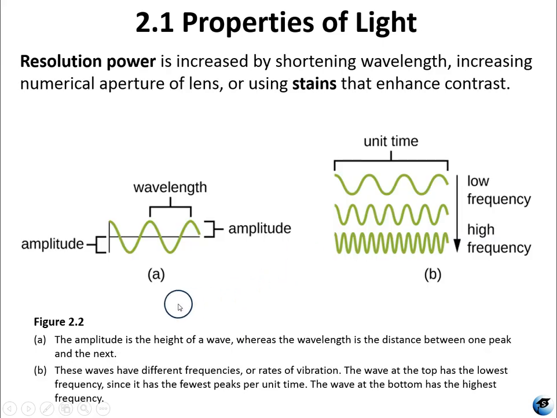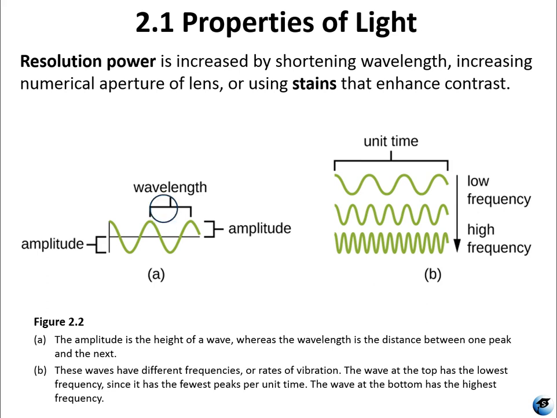Resolution power of microscopes. In lab you will actually be able to quantify the resolution limits of the microscopes. For lecture, all you need to know is that the resolution can be increased by shortening wavelengths, by increasing the numerical aperture of the lens, or by using stains that enhance contrast. So you can change the wavelength of the light, you can use different lenses that bend the light differently, or you can change the specimen, the thing you're looking at, by adding different colors to it in order to enhance the contrast.